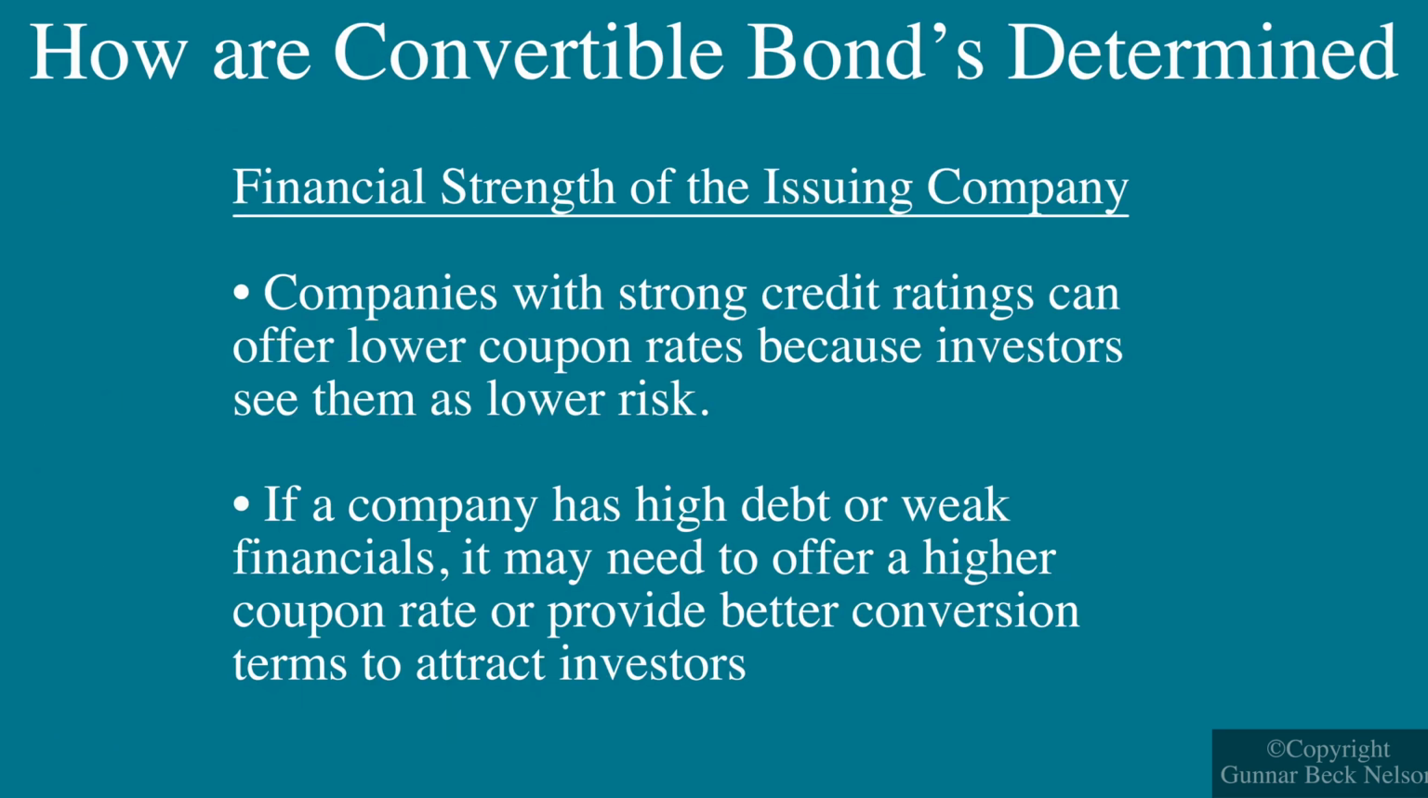Now, we first need to ask ourselves, how are convertible bonds actually determined? Well, it's mostly related to the company's finances, where companies with strong credit ratings can offer lower coupon rates because investors see them as lower risk. And if a company has higher debt or weak financials, it may need to offer a higher coupon rate or provide better conversion terms to attract investors.